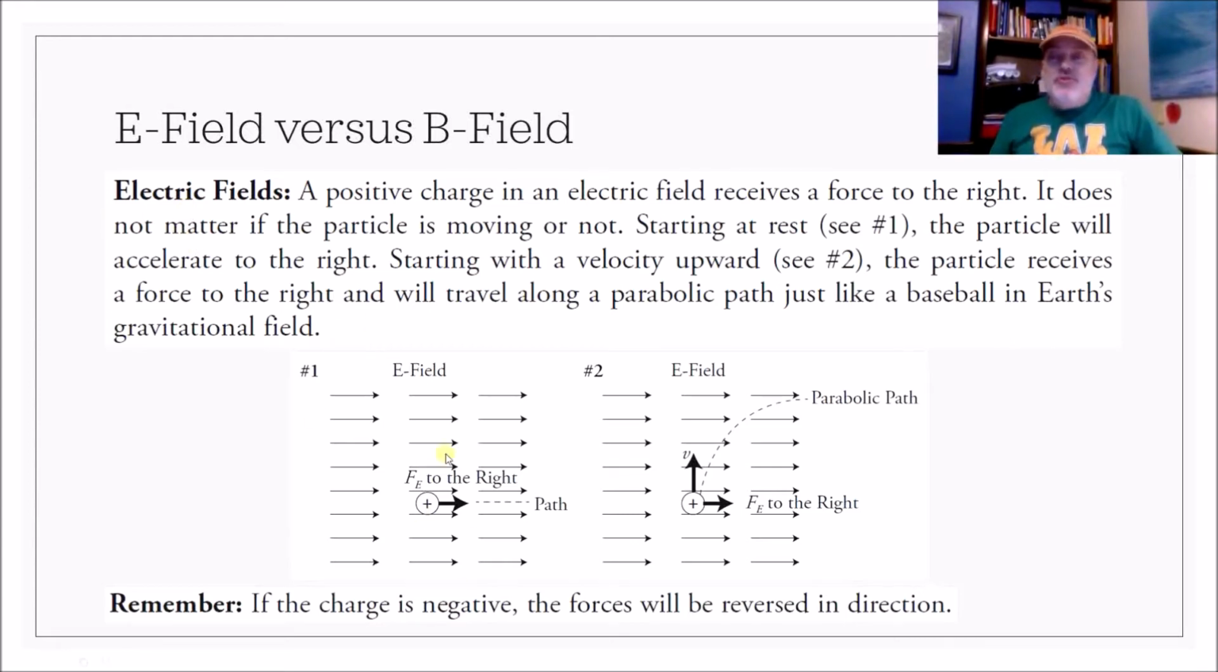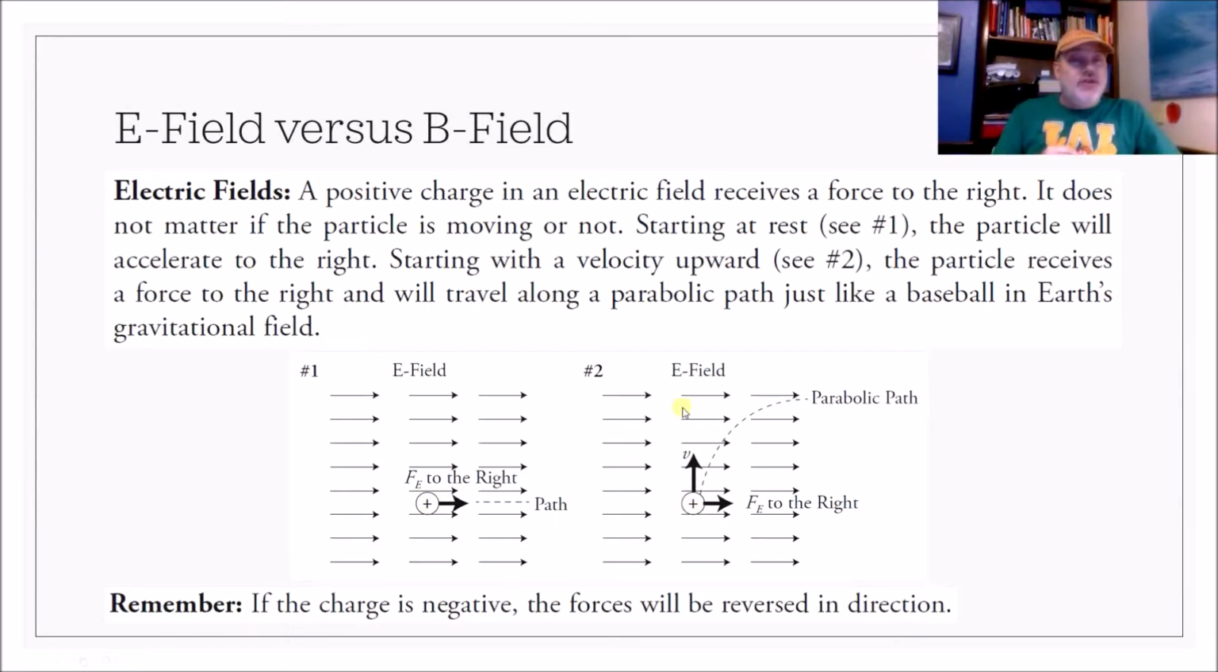Right here in picture number 1, I have a charge that's sitting still. It's a positive charge. It will receive a force to the right. Because remember, in electric fields, you get a force in the direction of the field for positives or opposite the direction of the field for negatives. That's it. So this charge in picture number 1 will accelerate to the right from rest in a straight line.